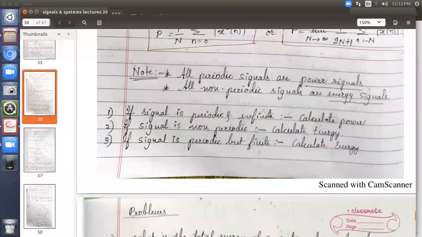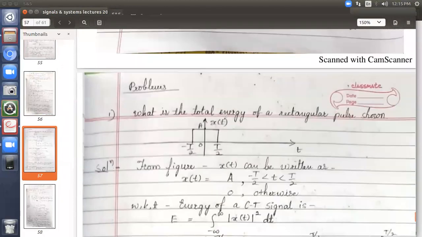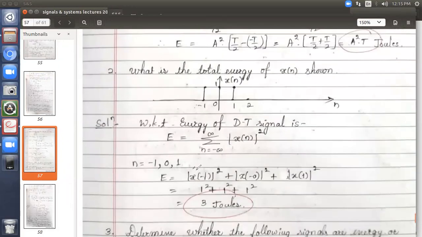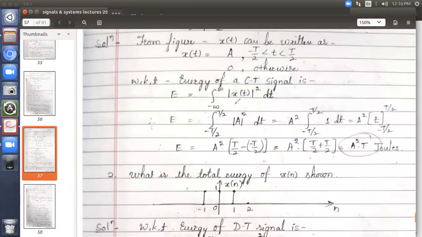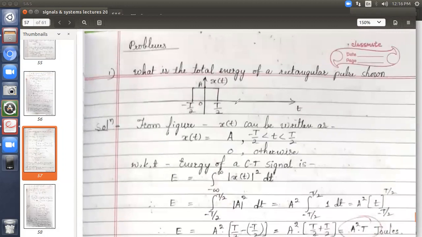We have already solved two problems: find the energy of the rectangular pulse, and one more, where a discrete signal is given to you with the time range between -1 to 1 and amplitude 1, and we need to find the energy. Why is the question directly to find the energy? Because, very first observation, the signal is limited. It is not infinite in both the cases. You can see it on the screen.